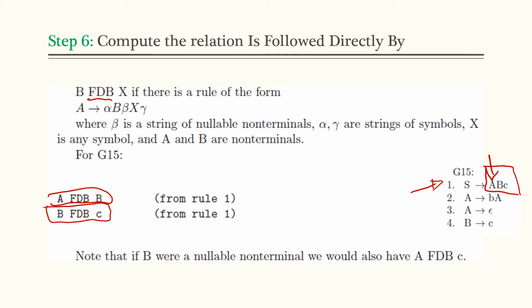Note that if B were a nullable non-terminal, we would also have A followed by C. This only happens if B is also a nullable non-terminal. But in this case, in G5, B is not nullable. It's just a normal non-terminal. So we only have two followed directly by pairs in step number 6.